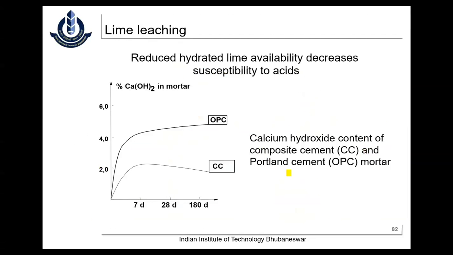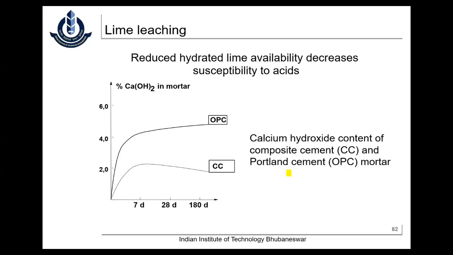Leaching is basically like this: suppose you use pure ordinary Portland cement. We have seen the reaction. Now we have the CSH gel and the corresponding calcium hydroxide. This calcium hydroxide, being a weak compound, when it comes in contact with acids or sulfates, for example H2SO4, calcium sulfate or magnesium sulfate, gets leached away. The whole product gets leached away. This is the meaning of leaching.